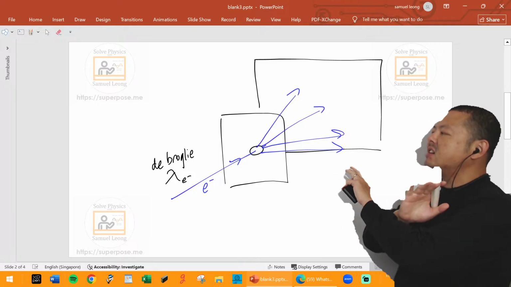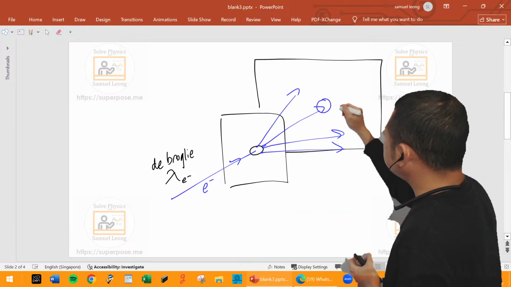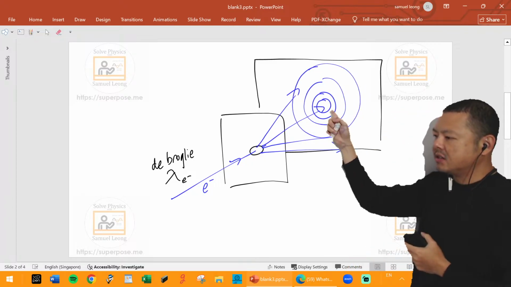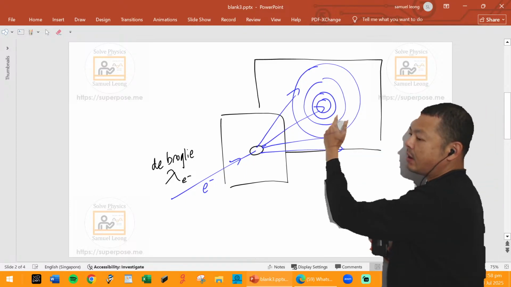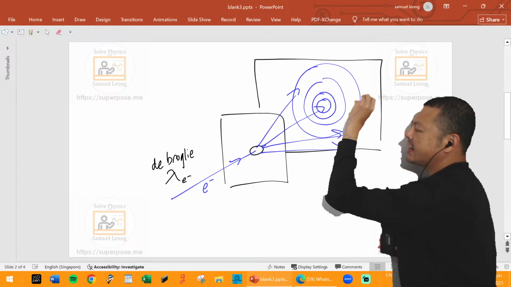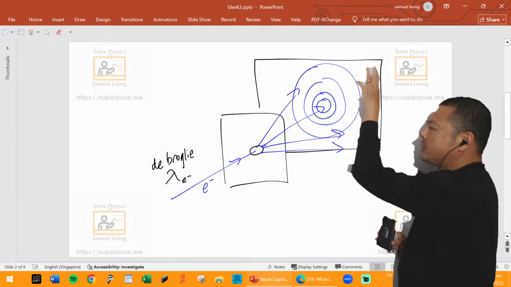Let me tell you that it's not gonna be tested for circular hole. If it's a circular hole, the pattern looks like this. You will get concentric rings of bright and dark fringes. Bright, dark, bright, dark, bright, dark. But it's a circular pattern. So there's diffraction here, and there's a circular aperture diffraction pattern.